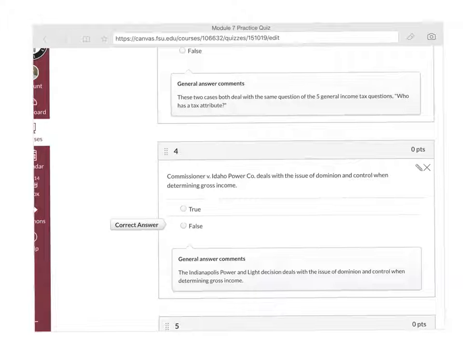Commissioner versus Idaho Power deals with the issue of dominion and control when determining gross income. So this one's tricky because it's Indianapolis Power and Light, right? Which is the issue of dominion and control when determining gross income.